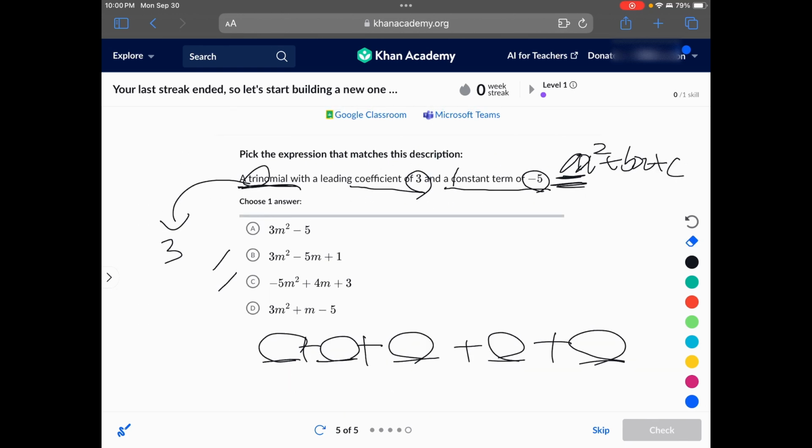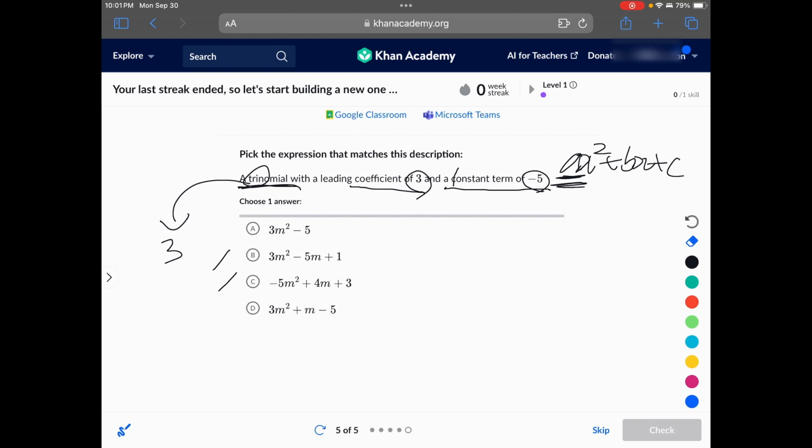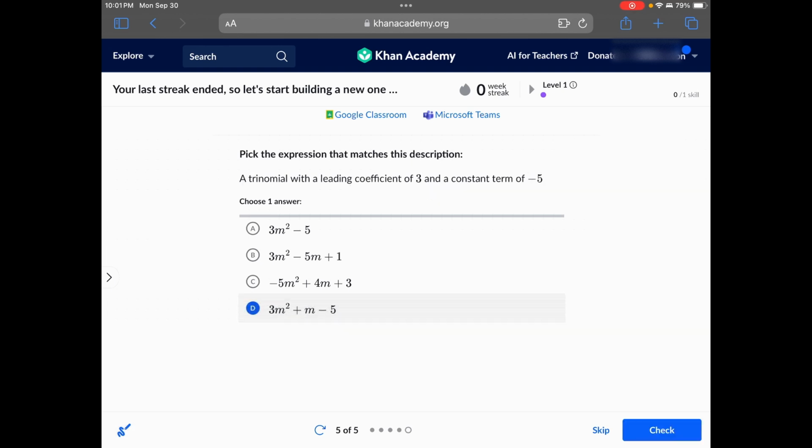We call this kind of form a trinomial because it has 1 and 2 and 3 different nomials. So in this case, D is going to be the answer because it has 3 terms, 1, 2, 3, and it's made with the constant term of -5 and coefficient of 3. So D is going to be the correct answer.